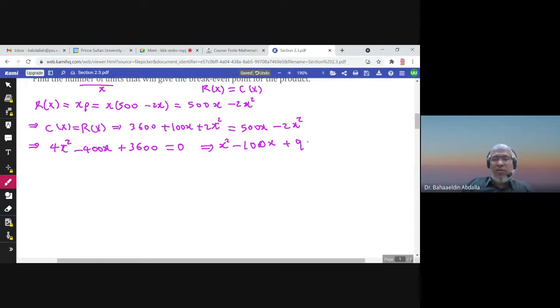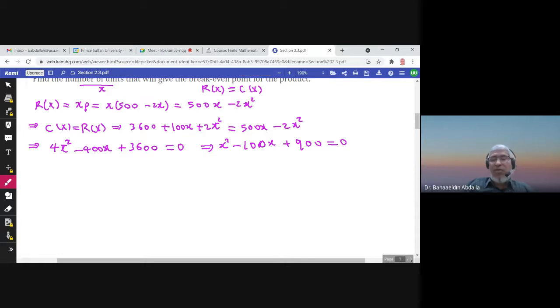3600 divided by 4 is 900. And then you have this equation. Okay, you can solve this equation. Try to solve this equation either by factoring or by using the quadratic formula. These are the only two possibilities we mentioned in this section.